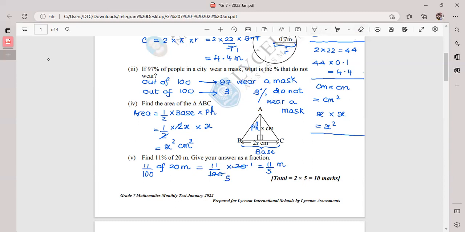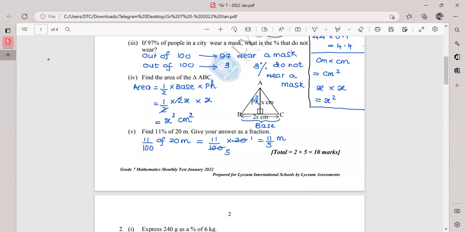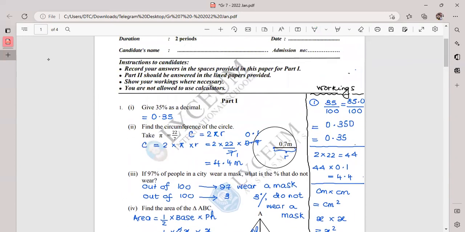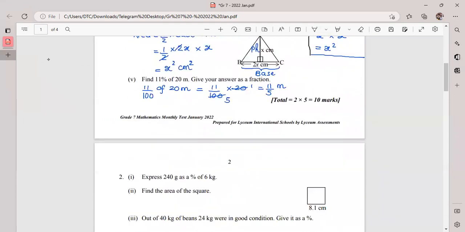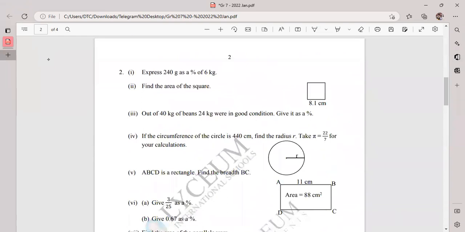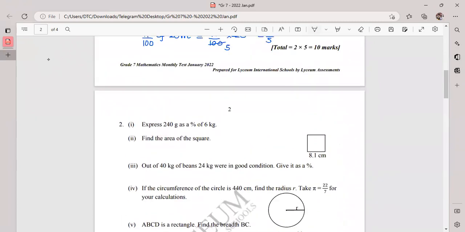What I did is that I have the working column only up to this level. Right? So then you want to give your answer as a fraction. Now what you can do, check whether you have done all these sub questions and see how many marks you got for question number 1 out of 10. Right? So then we'll move to question number 2. Question number 2, you have the 10 sub questions, we will do it.